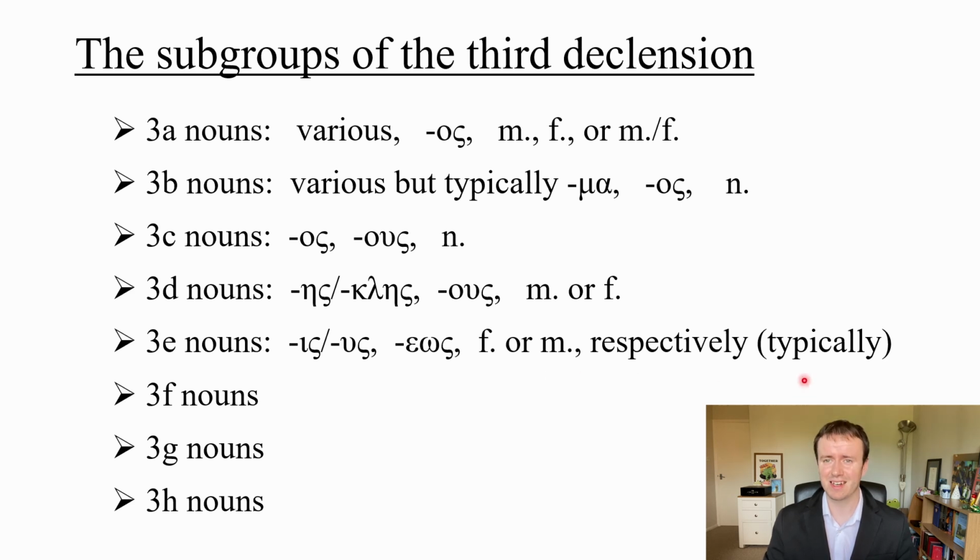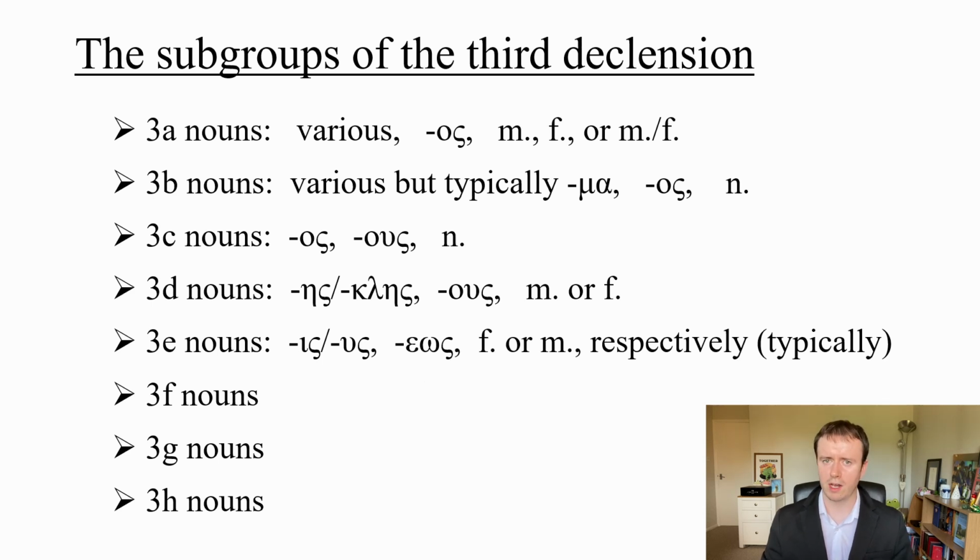Typically. I say typically because it is typically the case that the 3E nouns that end in is in the nominative singular are feminine, while the 3E nouns that end in us in the nominative singular are masculine. I've discovered at least one exception in my experience of Greek though. So it's not always true, but it's typically the case that the ones in is are feminine, the ones in us are masculine. Now, we can know that a noun is a 3E noun by seeing that its nominative singular ends in is or us, and its genitive singular ends in eos. That lets us know that it's a 3E noun.